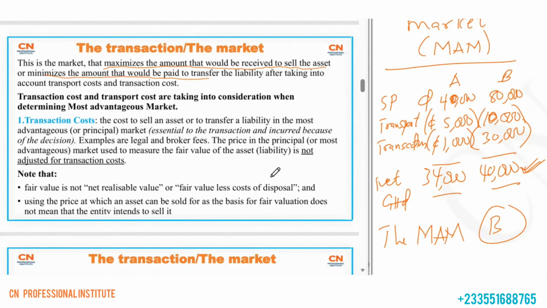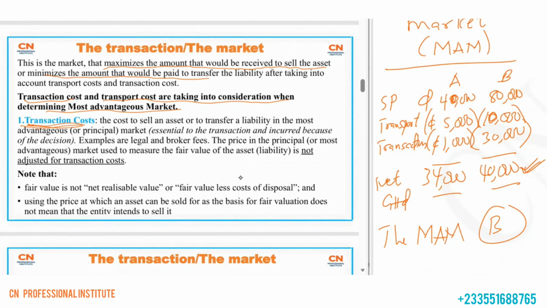Now, so that's what we have here. It says transport and transaction costs are taken into consideration, and that's exactly what we did, right? We deducted the transport and transaction cost from the selling price, and then we compared, and the highest is the most advantageous. That's what we did. You know what transport cost is? Cost that will be carried. I'm sorry, this is transaction.